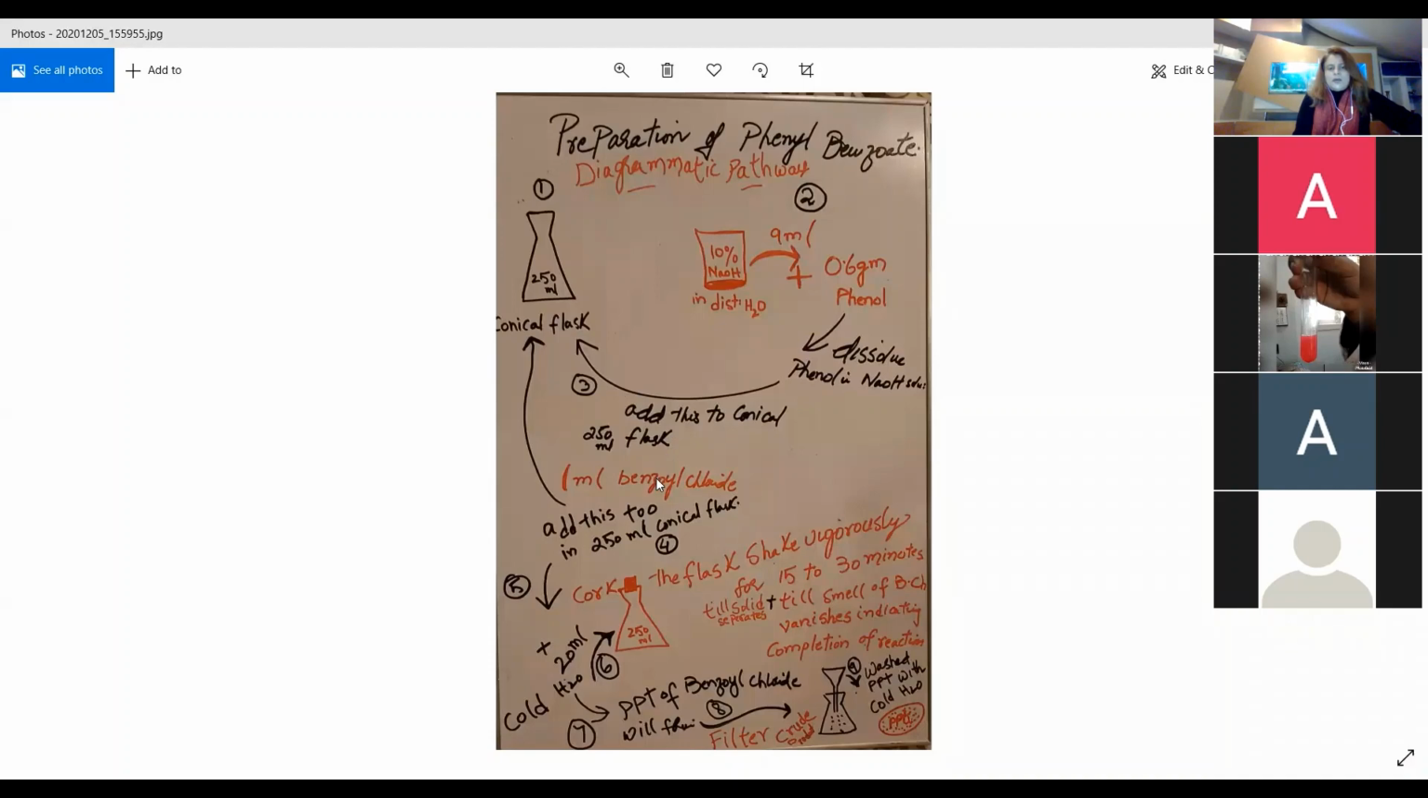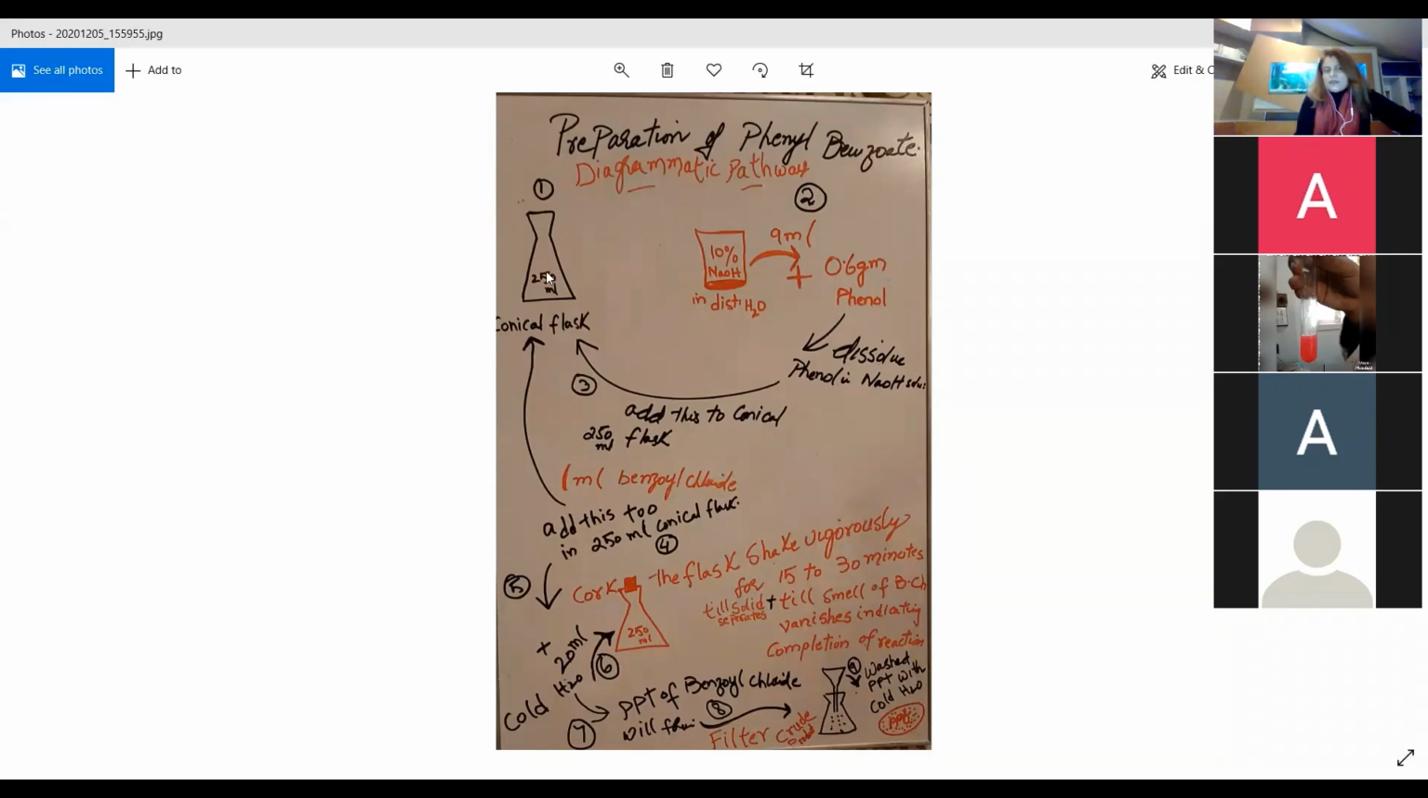Okay, now add this in a 250 ml conical flask. What? You have to add 1 ml of benzoyl chloride. Now, after adding these two things, you are going to add 1 ml of benzoyl chloride, right?